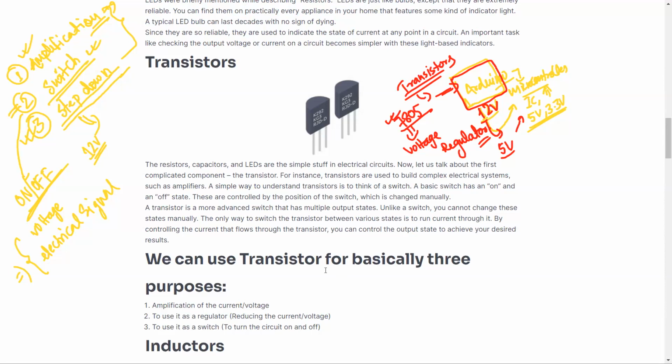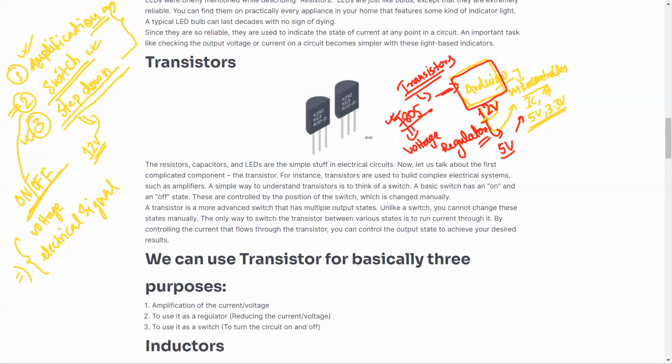Is it step up and step down? That is only for step down purposes. This particular 7805 is the voltage regulator, and using this we can only step down the voltage. For step up, we have other transistors, like the PNP type of transistor, for amplification purposes.